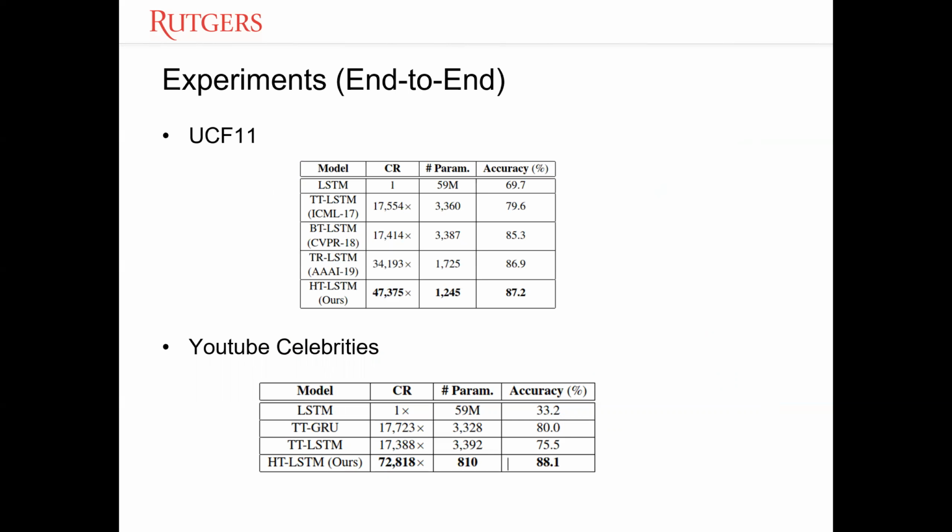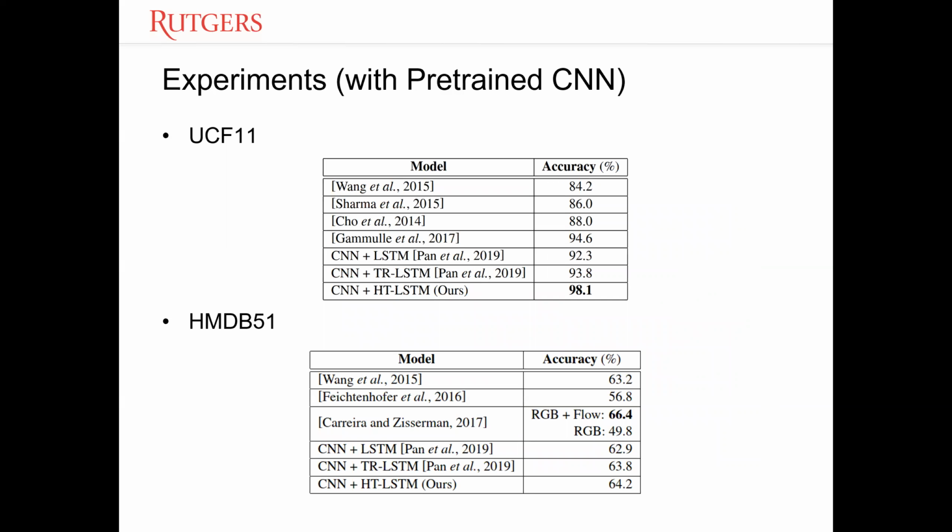We evaluate the performance of HT-based RNN on different datasets, which are categorized into end-to-end training and training with pretrained CNN. In the first category, end-to-end training, on both the UCF11 and YouTube Celebrity datasets, the proposed HT-LSTM outperforms the state-of-the-art, including TT, BT, TR, and the vanilla LSTM. In the second category, the proposed HT-LSTM also outperforms the state-of-the-art TR and the vanilla LSTM.